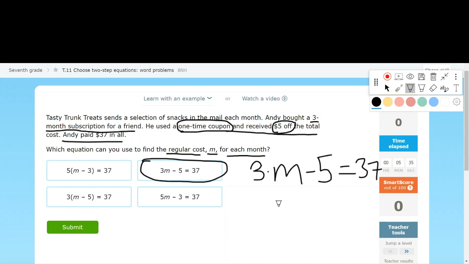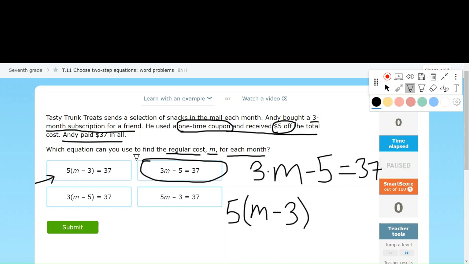I always like to talk about why the other answer choices don't make sense. Starting on the top left here, it looks like m minus 3 would be $3 off for each month. We group that together and multiply it by 5, so that would mean Andy received 5 months of subscription. Each month he gets $3 off. That is not the case here.